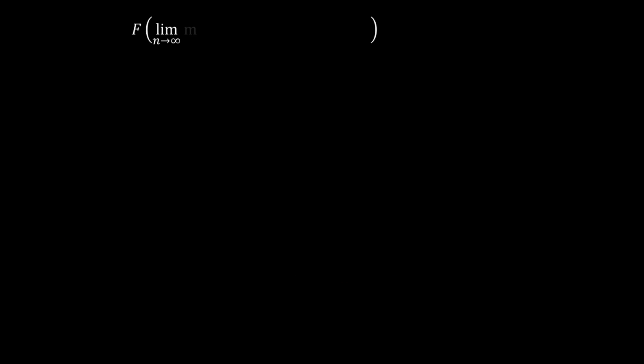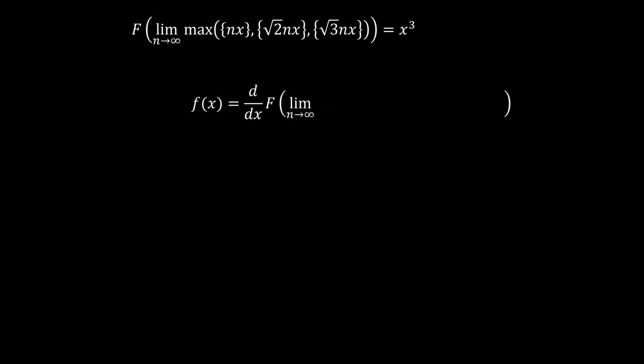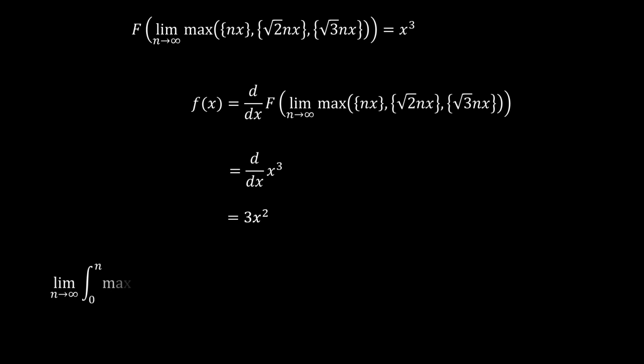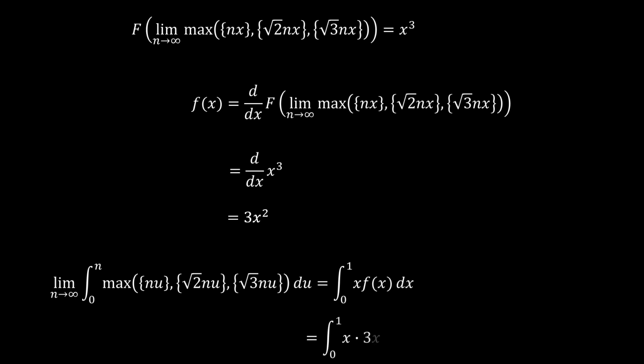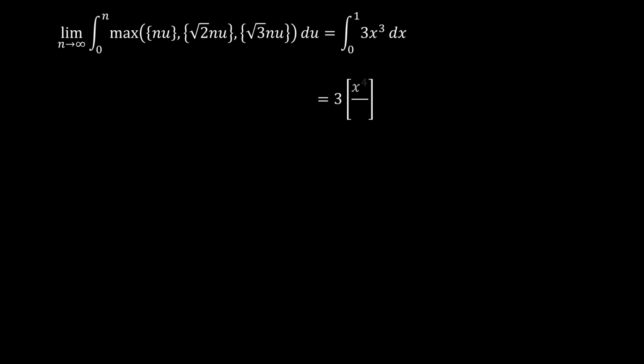But we know that the probability density at any given value of x is the derivative of the CDF, which is the derivative of x cubed, which is 3x squared. Now our integral becomes the integral from x equals 0 to x equals 1 of x times f(x). We know f(x) to be 3x squared, and so it becomes the integral of 3x cubed. We have 3 out here, and x cubed integrated is x to the power 4 over 4, with limits 0 and 1. And so that means that the answer is 3 over 4.